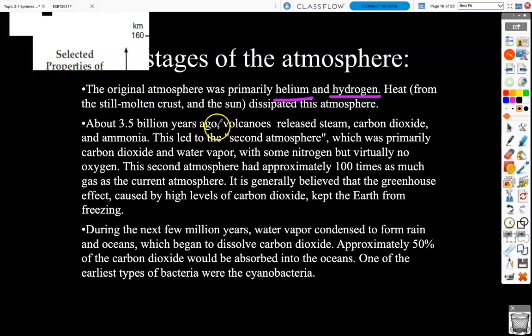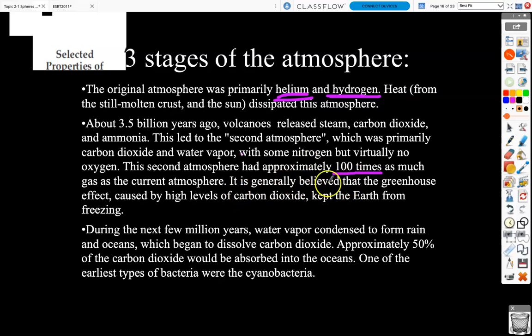3.5 billion years ago, volcanoes release steam, CO2, carbon dioxide, ammonia. This leads to atmosphere number 2, which was primarily CO2, carbon dioxide, and water vapor, a little bit of nitrogen, no oxygen. The second atmosphere had 100 times as much gas as the current atmosphere. So that second atmosphere was a very choking atmosphere. So original atmosphere, hydrogen, helium. 3.5 billion years ago, now we're talking carbon dioxide and water vapor. No oxygen, but a very thick atmosphere.